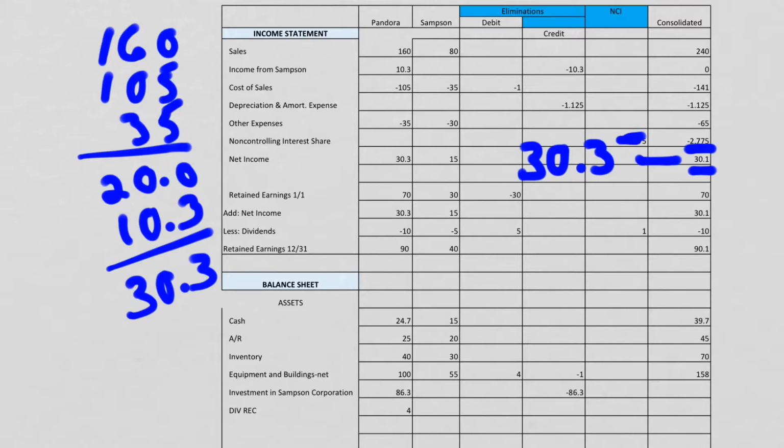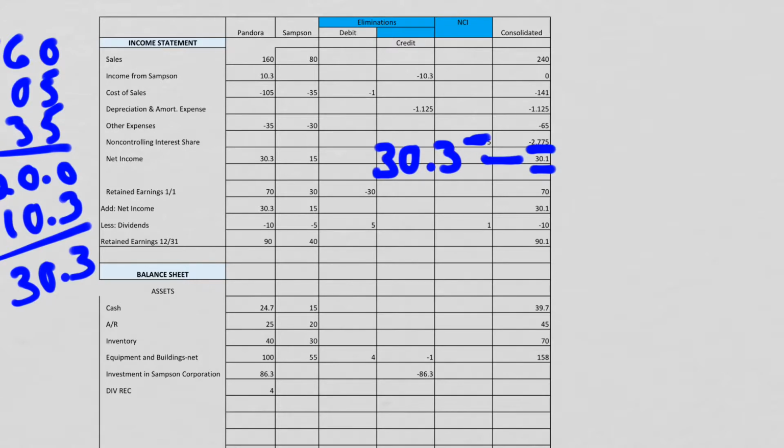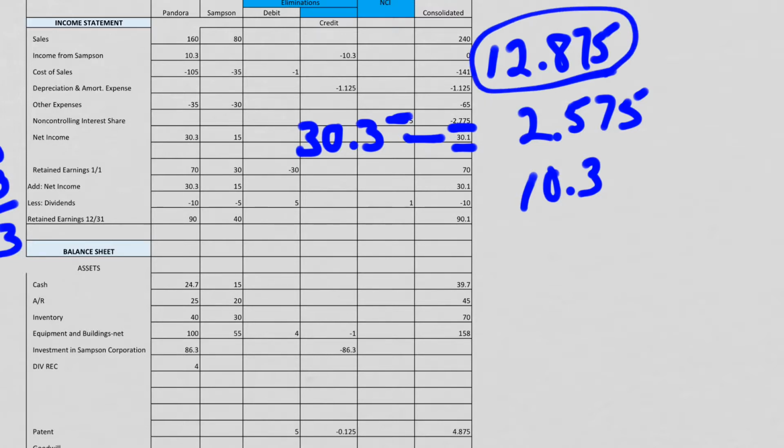Okay, so if we know that the total amount of income after adjustments from the subsidiary is supposed to be 12.875, and we think that of that 2.575 belongs to the non-controlling interest, and the difference, which would be, let's see, 12.875 minus 2.575, 10.3 belongs to the parent. Then we take the 12.875 as the total consolidated income between the two companies.